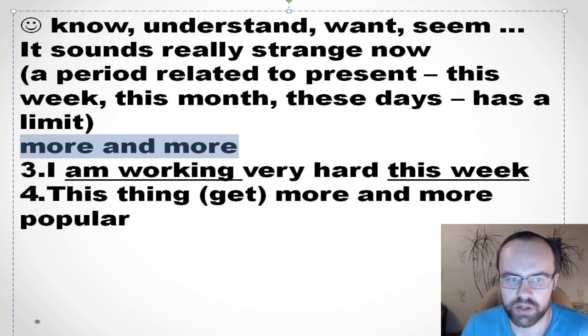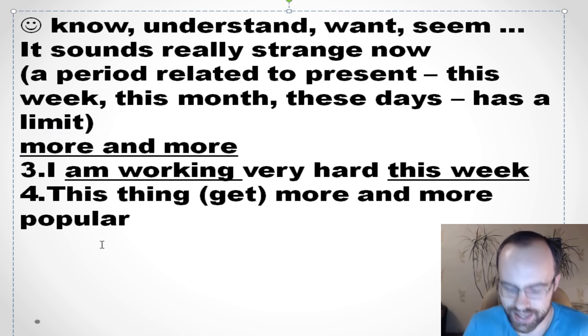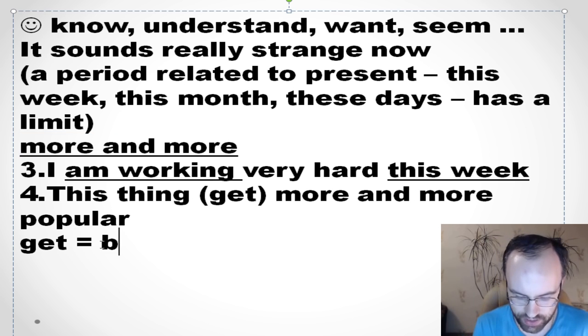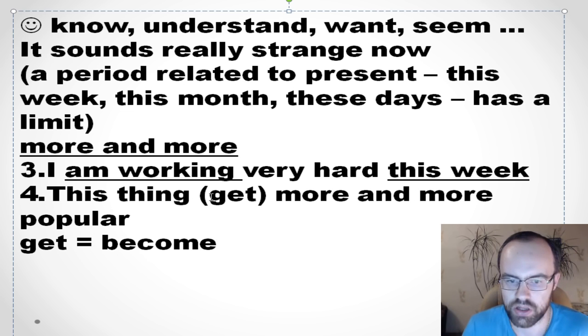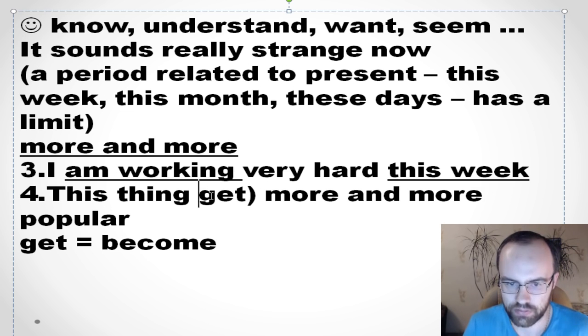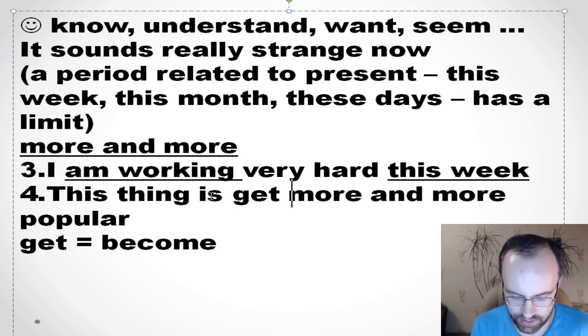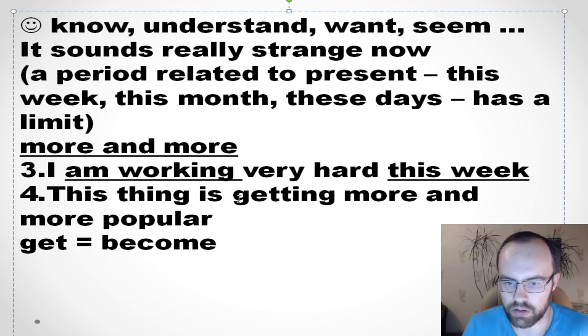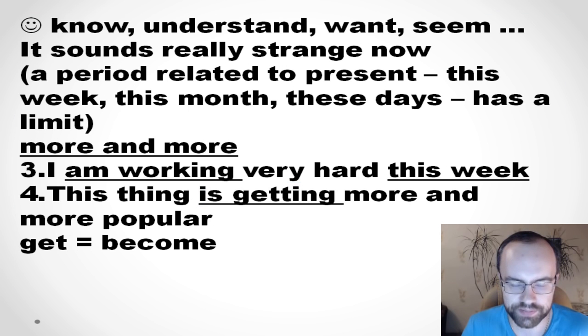So more and more, because it's about a period. It's also about this kind of period, so more and more. So if you have this structure, you need to use present continuous. And get has a meaning of become here. So this thing is getting more and more popular, or this thing is becoming more and more popular. Well done, my friends.